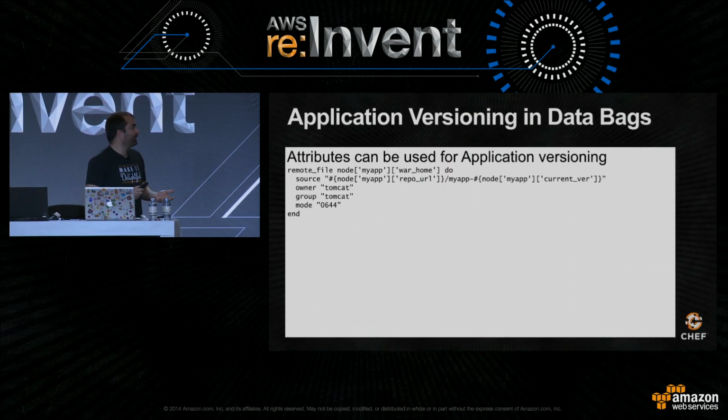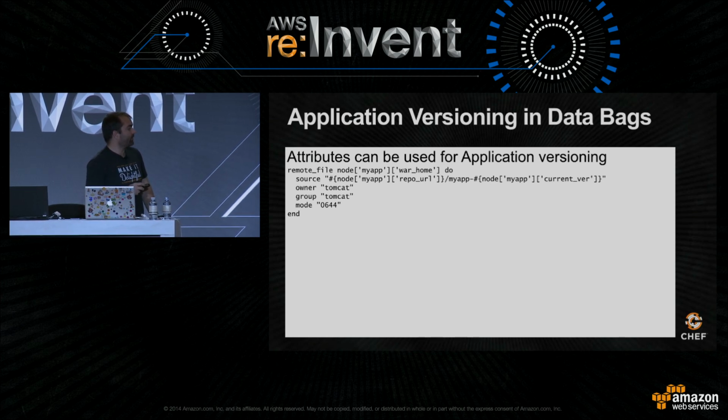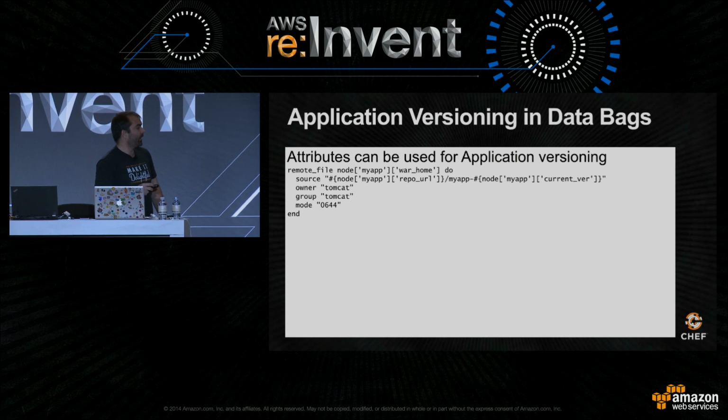So how do we want to version application data, right? I have a particular WAR. It's on a remote resource somewhere, on an artifact server, maybe on S3, and I want to download this WAR and put it into my Tomcat home, wherever my WAR home is set for. So I've got my URL, and I've also got the current version here as well.